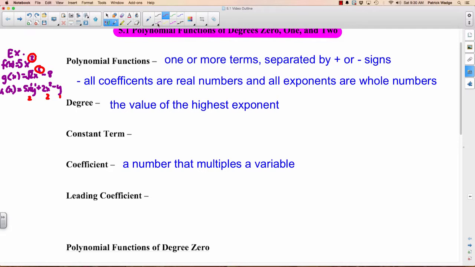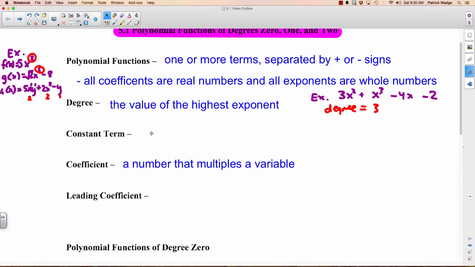Let's do a different example, which I'll use for all the rest of these. Let's make our example 3x squared plus x cubed minus 4x minus 2. And we want to know what the degree of that is. Again, you just look to see what the highest exponent is. The highest exponent I see is 3, so the degree is 3.